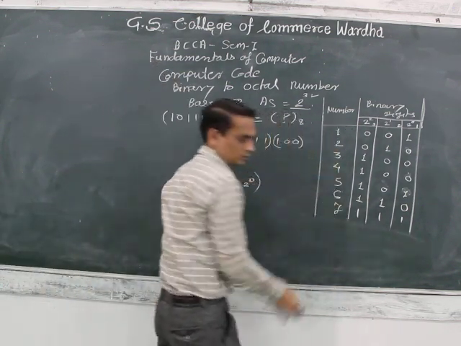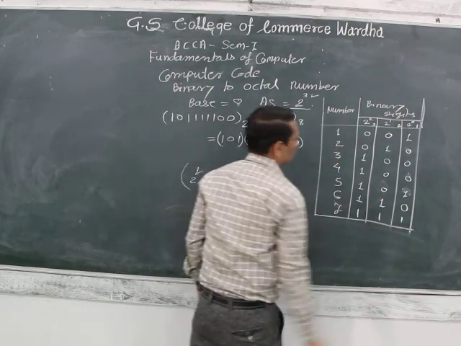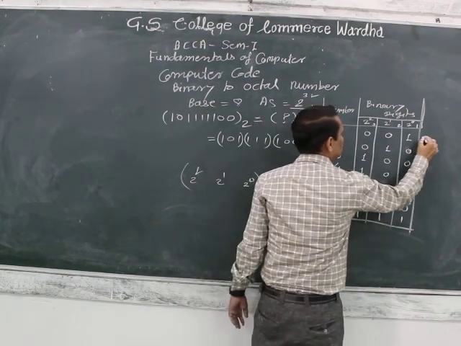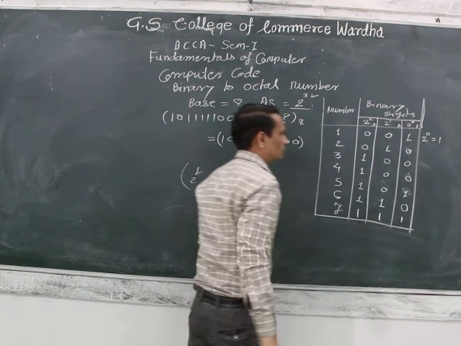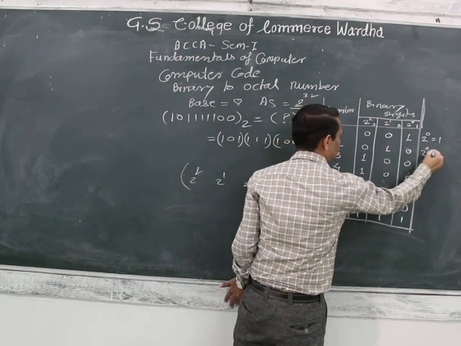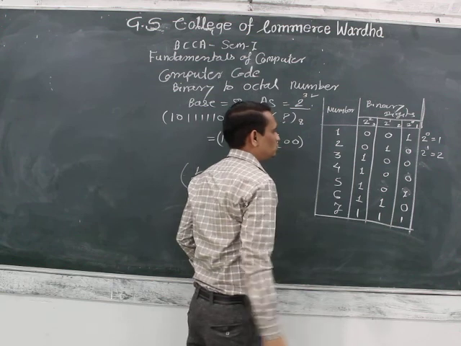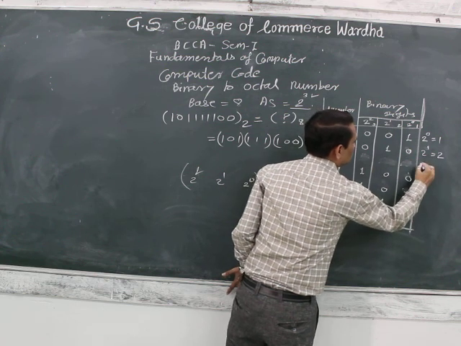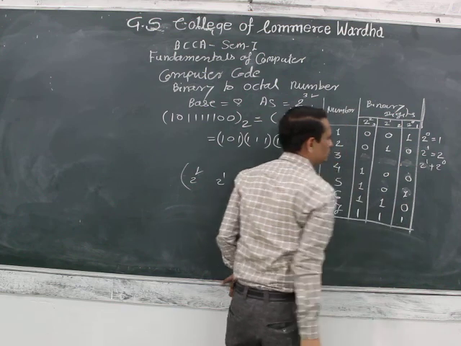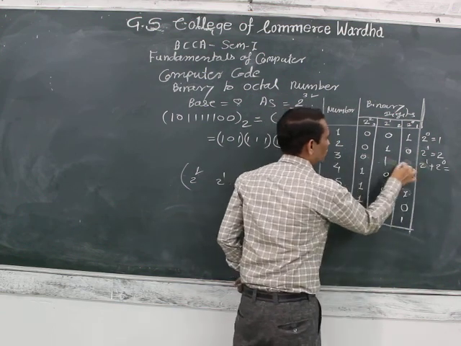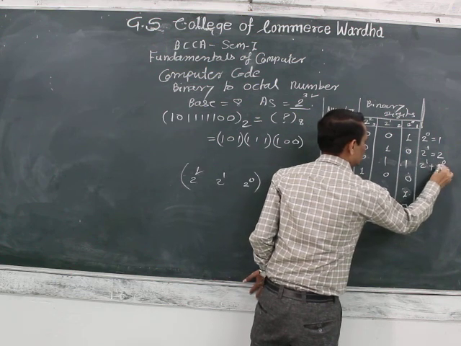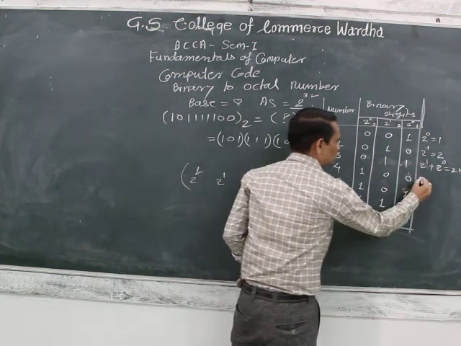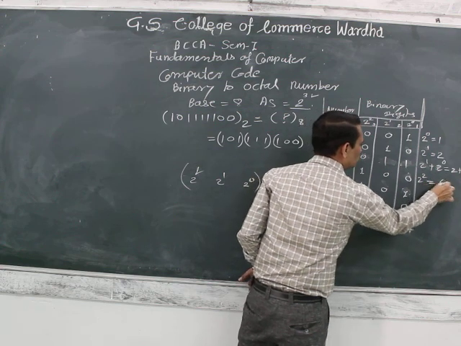If we calculate the values, just like 2 raised to power 2, 2 raised to power 1, 2 raised to power 0. 2 raised to power 1 plus 2 raised to power 0 equals 0, 1, 1, which means 2 plus 1, 3. For 4, 2 raised to power 2 equals 4.